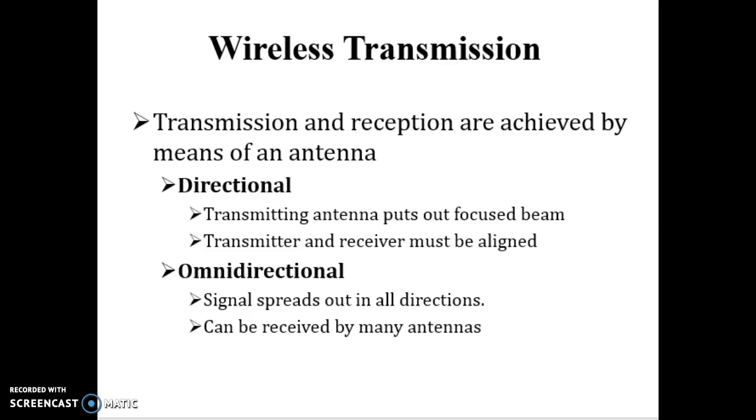In wireless, transmission and reception are achieved by means of an antenna. Antenna means something which will attract or capture the signal for the purpose of transmission. There are two types, directional and omnidirectional. A directional transmitting antenna puts out a focused beam, and transmitter and receiver must be aligned. These are the two main aspects in directional. In omnidirectional, the signal spreads out in all directions and can be received by many antennas. So directional means we focus on the direction, and the transmitter must be aligned.